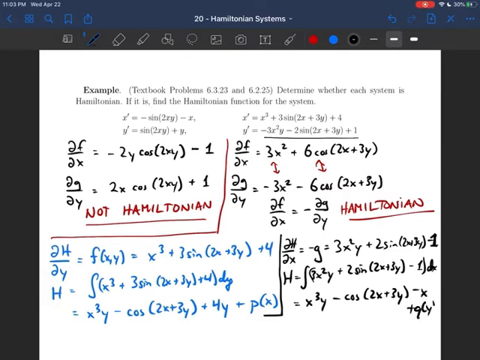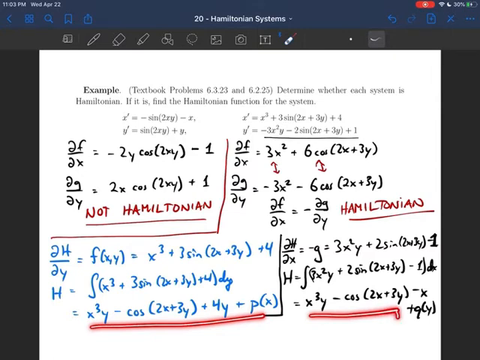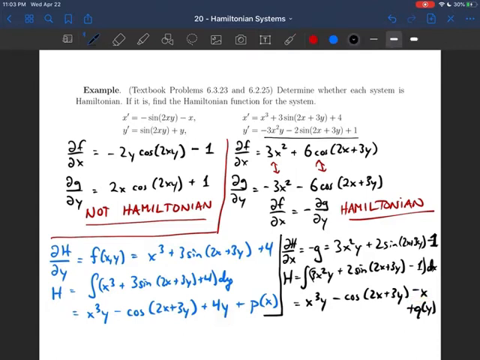All right, we're going with respect to x now, so that's going to be x cubed y minus cosine of 2x plus 3y minus x plus some function q of y. Now, what we need to do is compare. We need these two functions to be the same because they are both h, right? So these have to match.